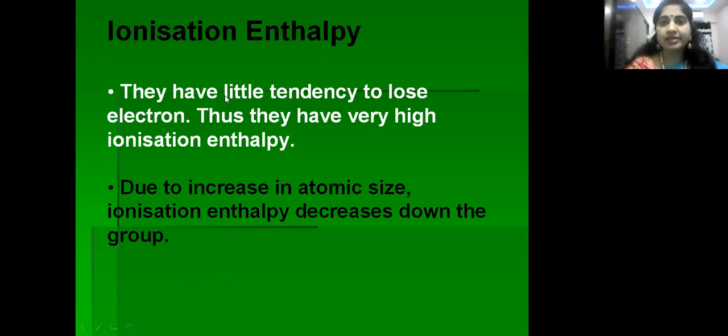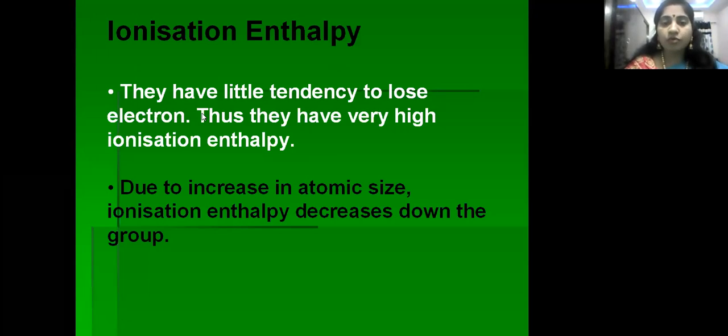Next, coming to ionization enthalpy. What is ionization enthalpy? The amount of energy that is required to remove an electron from an isolated gaseous neutral atom. So from an atom, if you want to remove an electron, the amount of energy that is required is called ionization enthalpy. Children, we know this from first year itself. As the size increases, ionization enthalpy decreases. So it is inversely related to the atomic size, right?